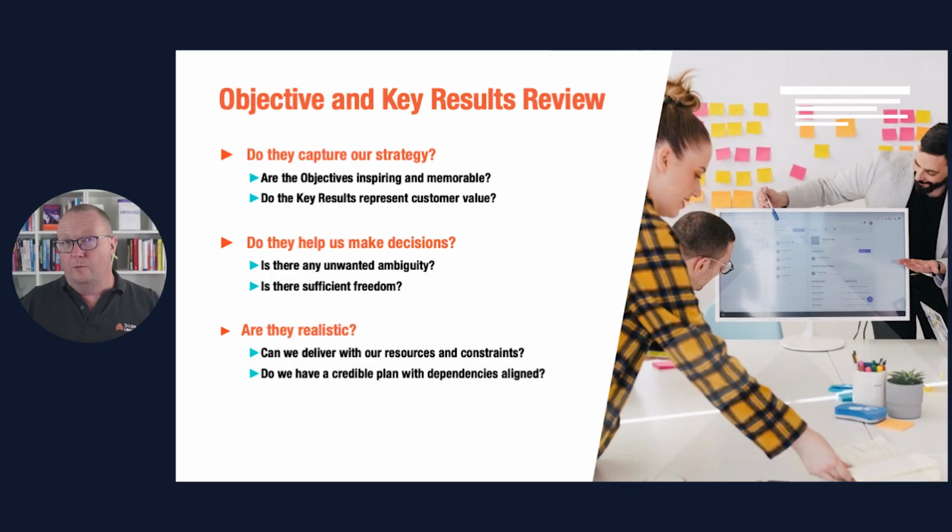Second question, will these objectives and key results help us to make decisions? And there's two clarifying questions here as well. Is there any unwanted ambiguity? Like, is there too much ambiguity here, that means that we could be doing anything and we'd still be succeeding? And secondly, is there sufficient freedom? Have I set this right?